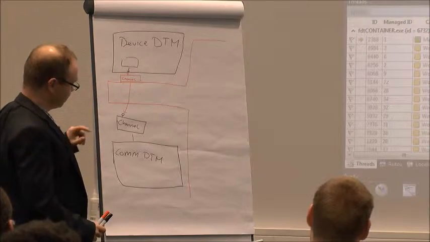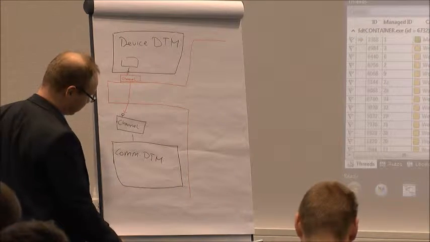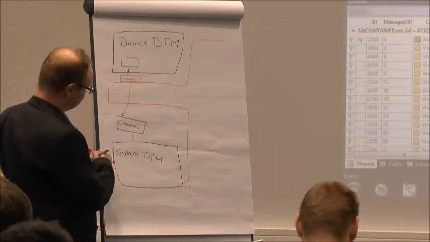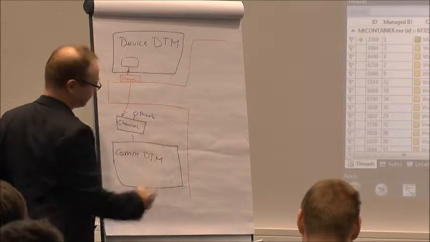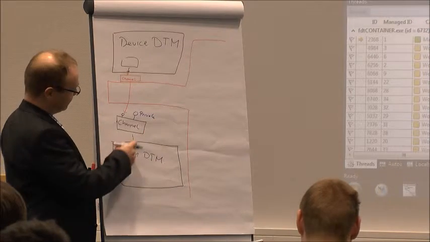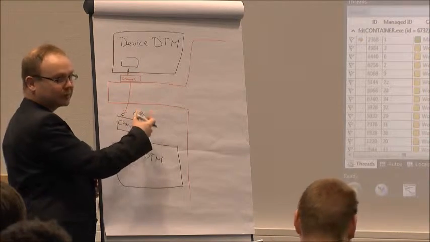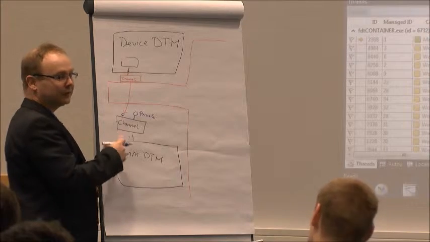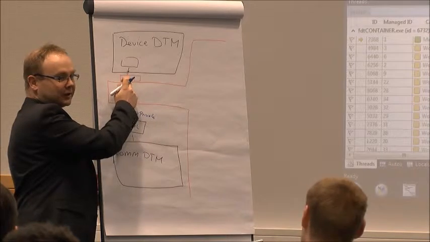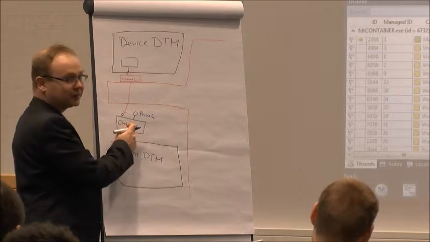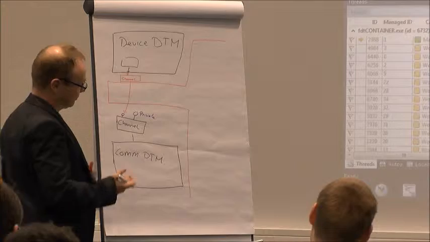The only thing which is different to FDT1: in FDT1 it was possible for the COM DTM to implement a private interface here. And if the device DTM and the COM DTM are from the same developer, they could cast this and call some special things. This is not possible anymore because the private interface is not here. It would only work between the frame and this channel. So this is maybe the disadvantage.